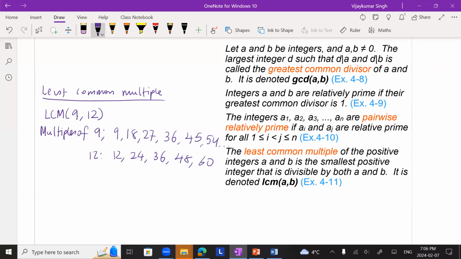I'll go further in the multiples of 9. So 9 sixes are 54. What is the next one? 9 sevens are 63, 9 eights are 72. I'll go further here as well. So I get 70.